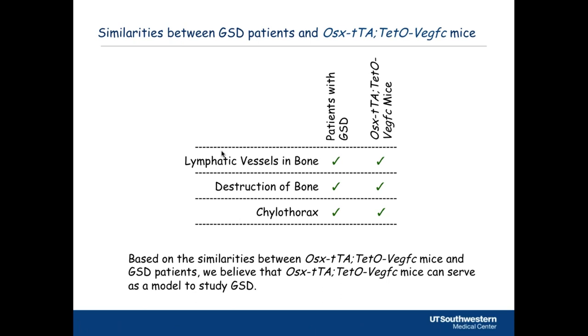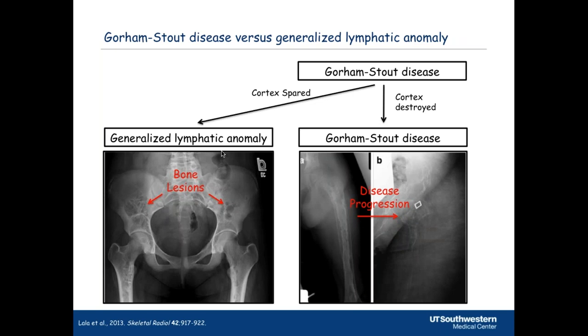However, our double transgenic mice still have irregular lymphatics in their adjacent soft tissue. So based on the similarities between our double transgenic mice and patients with Gorham-Stout disease, we believe that our double transgenic mice can serve as a model for Gorham-Stout disease.